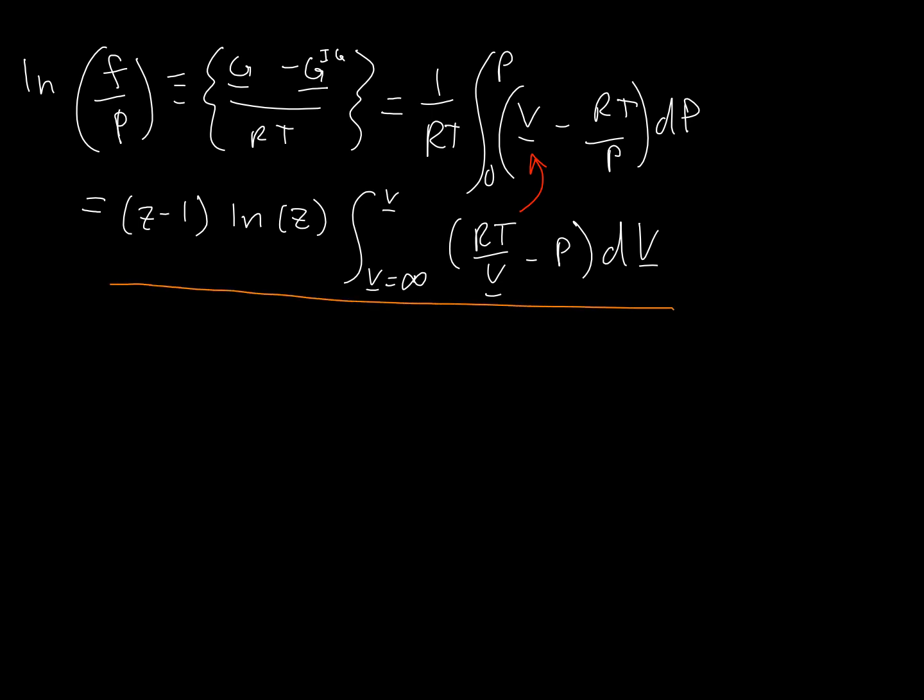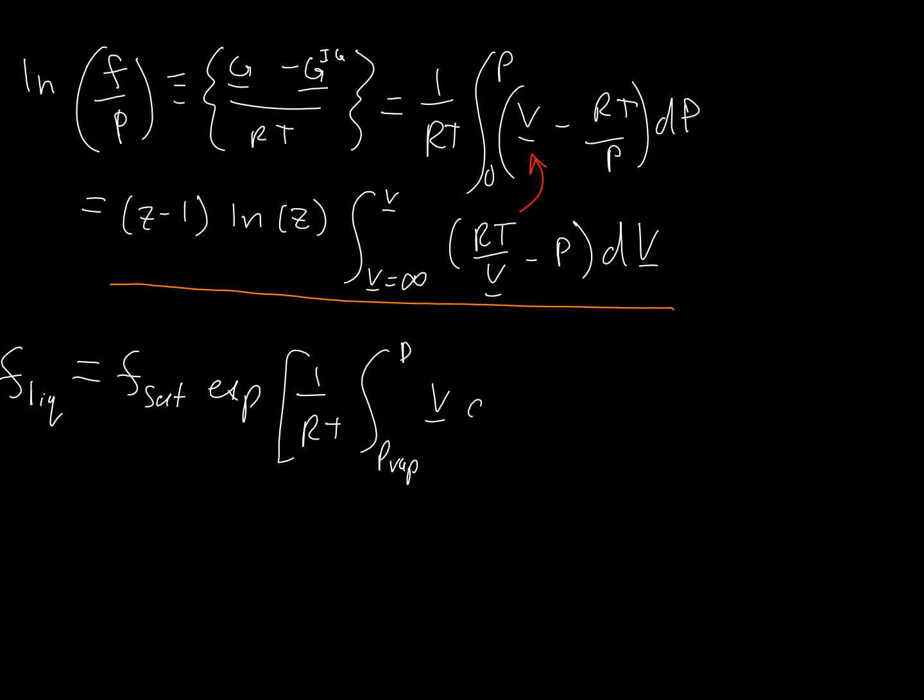Now, I have a continuous sequence of equations being equal, and I write out this last equation. I write the f of liquid equal to f saturation times exp of 1 over RT, integral of V dP from P vap. I have a question. Isn't it Z minus 1 minus natural log of Z? Yeah, I forgot that. You got it.